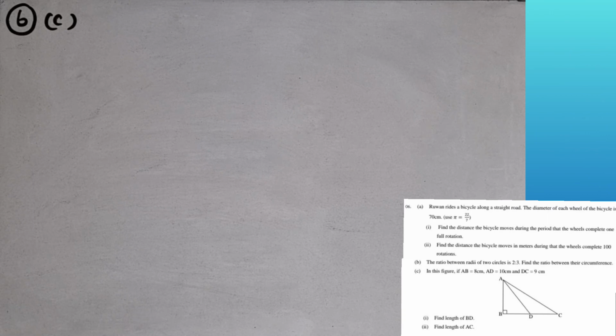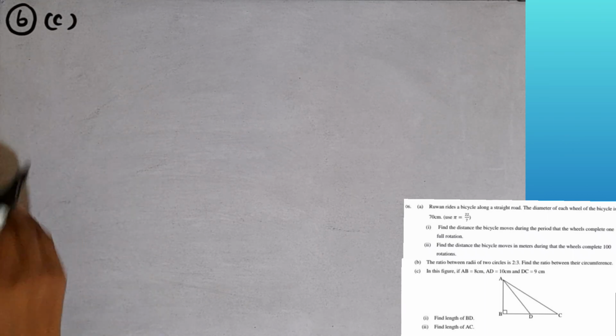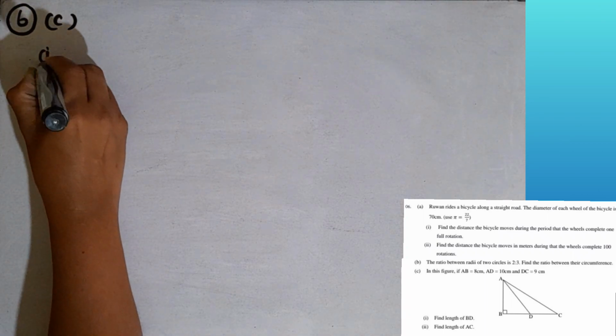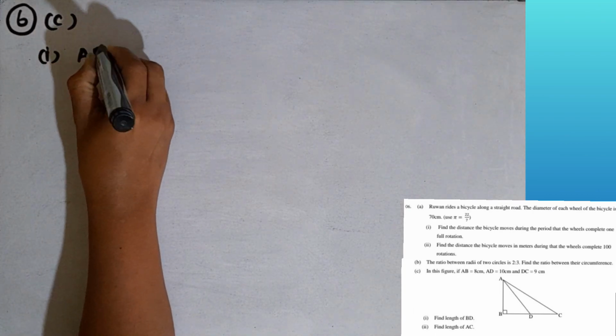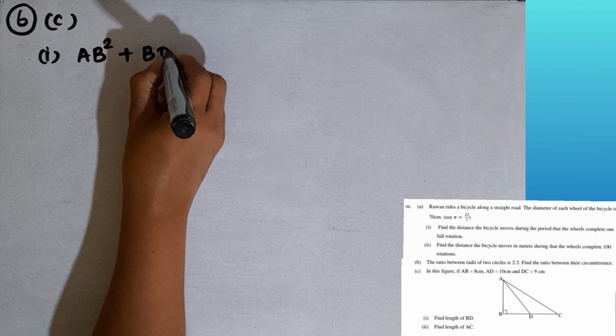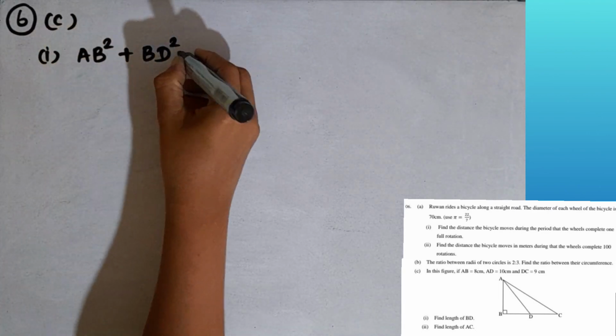C part, in the figure, if AB equals 8 centimeters, AD equals 10 centimeters and DC equals 9 centimeters, find the length of BD. AB and AD are given. So, we can first use Pythagoras relationship for ABD triangle as that is a right angle triangle. So, first one I can write AB squared plus BD squared. AB squared plus BD squared equal to AD squared.